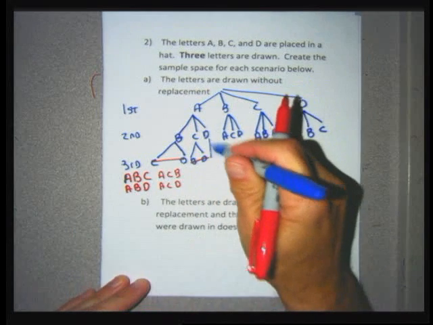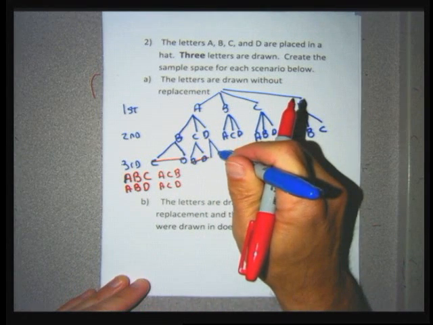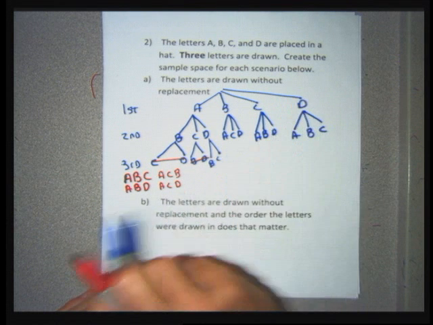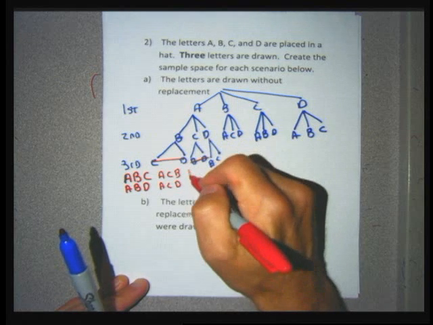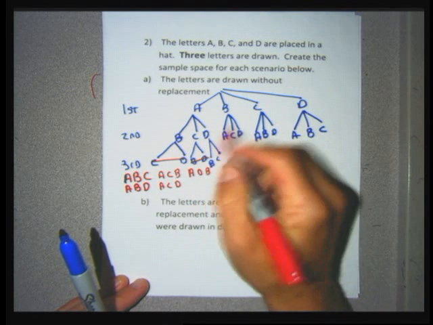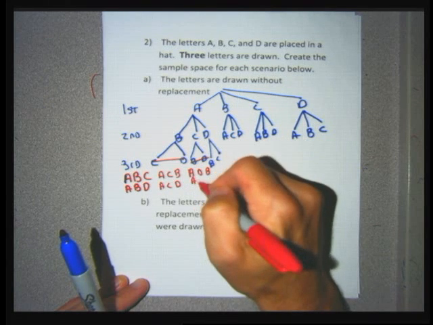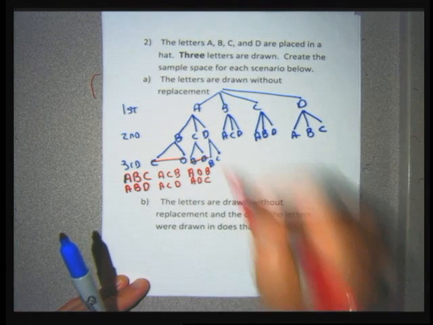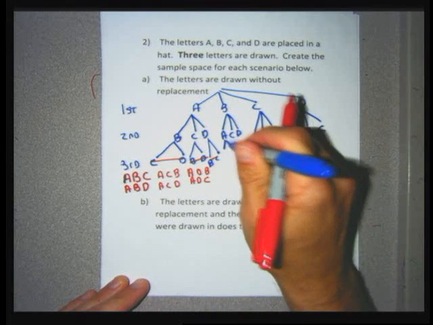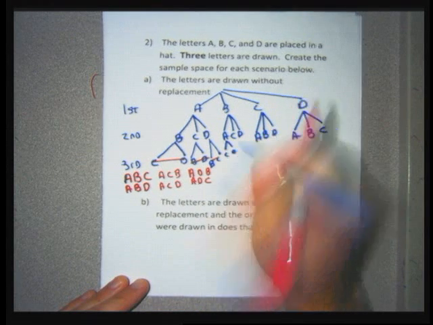And now, from getting an A first and a D second, I'd still have the possibilities of getting a B and a C third. So I can write an A first, a D second, and a B third, or an A first, a D second, and a C third. So now I'm done with the A. I'm going to do the B. So a B, then an A, and then I can do a CD.